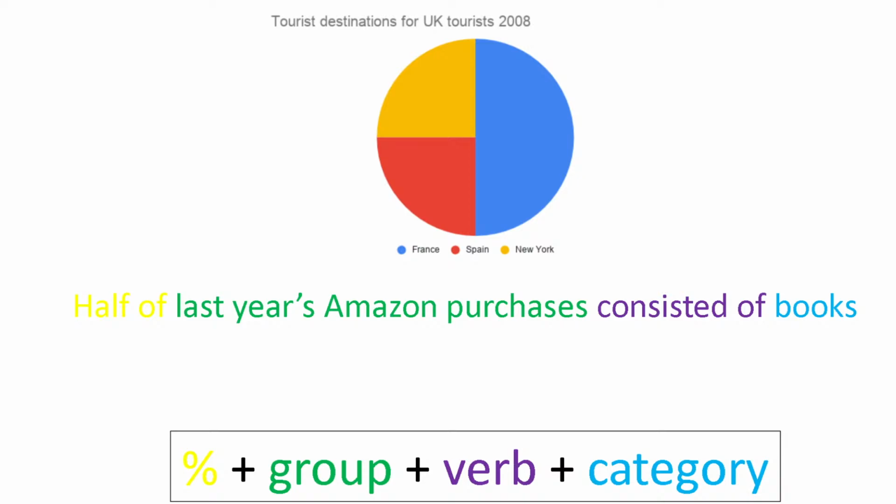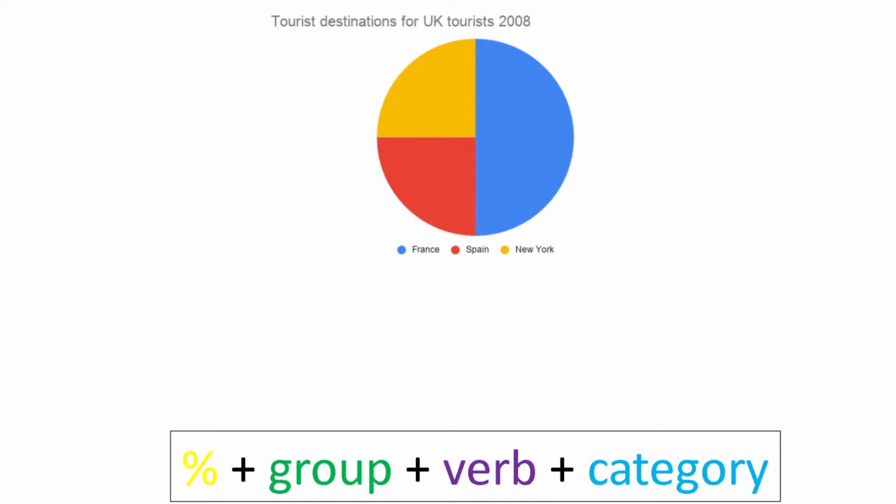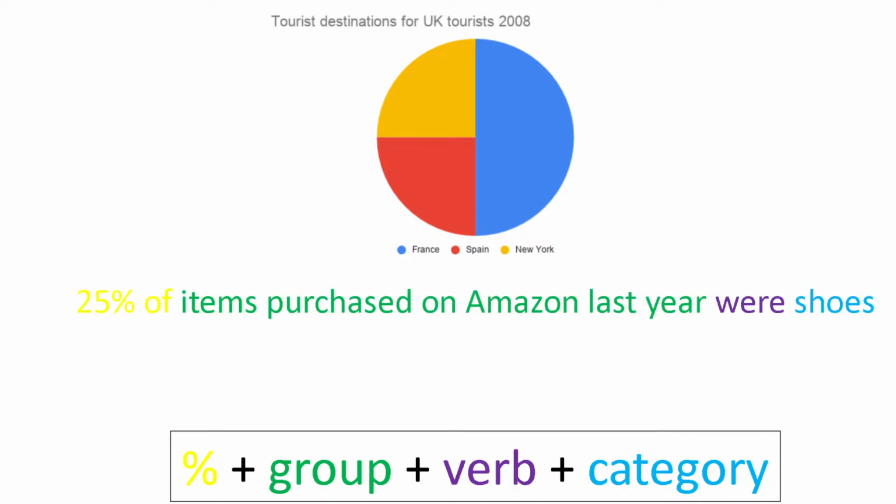So we're going to say something like this. Half of British tourists went to France. Now, the reason we're saying went to France, we're definitely using past tense here, is because there is a date, 2008. So it definitely happened in the past. Okay, so another example from our previous pie chart, 25% of items purchased on Amazon last year were shoes.